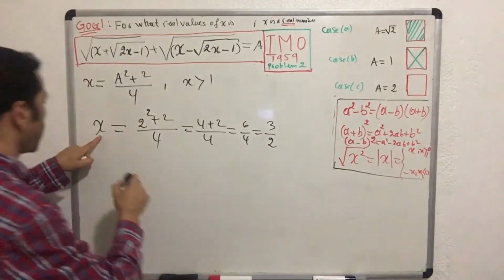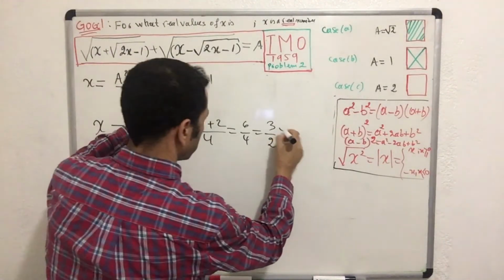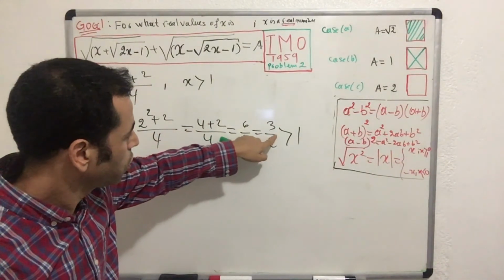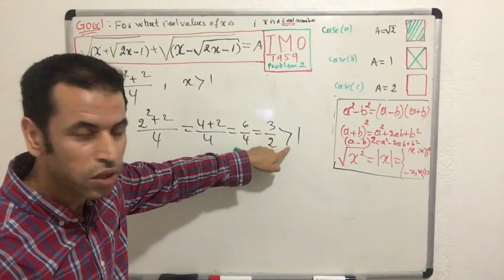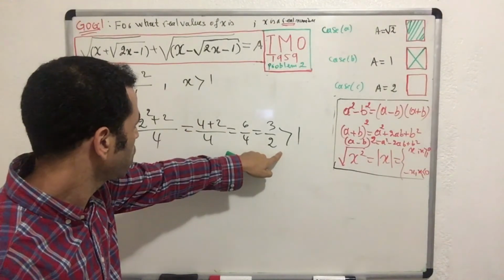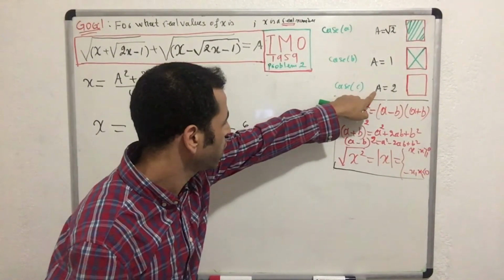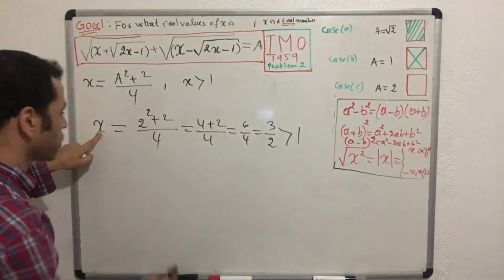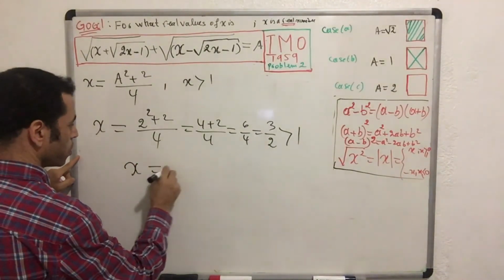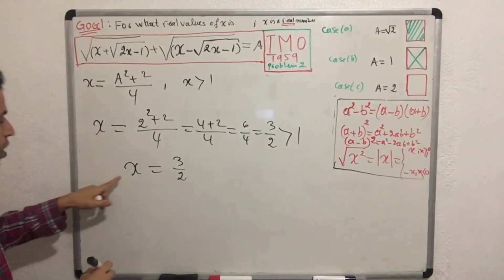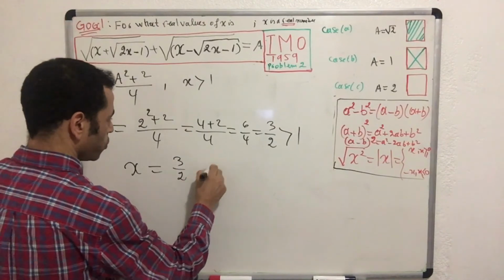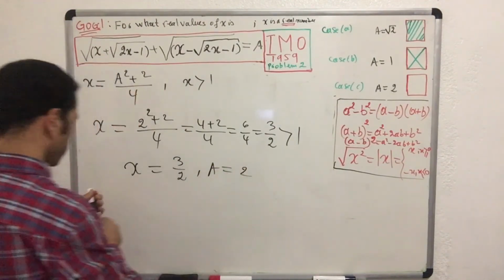3 over 2, we know x is greater than 1. This condition is verified because 3 over 2 equal 1.5, which is greater than 1. So that means this equation has a solution based on this condition. When you have a capital A equal 2, that means x holds this condition. So x equal 3 over 2. This is a solution now, in this case, when you have a equal 2, right?